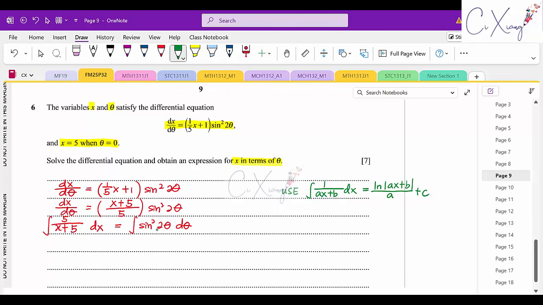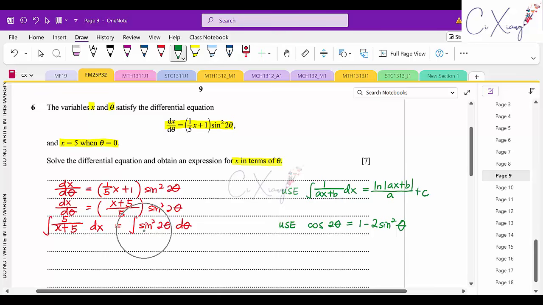So when you have sine square, cos square, then sine power 4, cos power 4, basically the idea is you use the double angle formula to reduce the power first, then only you start the integration. So what is the double angle formula that I can use with sine square? I want to use cos 2 theta equals 1 minus 2 sine square theta. I'm choosing this formula because in my equation here I have sine square, so I want to have a sine square here.